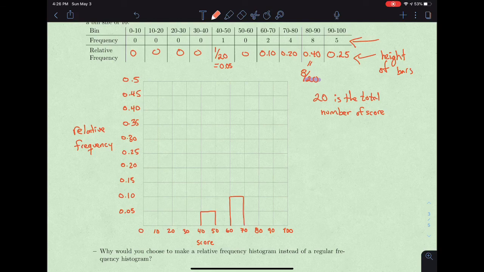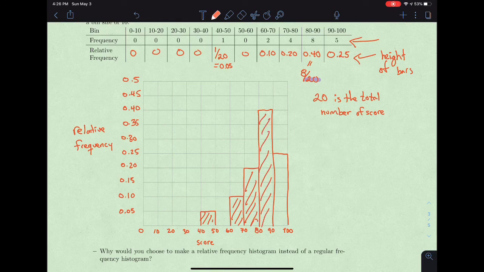The 50 to 60 bar has a 0 height. The 60 to 70 bar is a 0.10. The 70 to 80 bar is twice as tall as the 60 to 70 bar. And the 80 to 90 bar is twice as tall as that. The 90 to 100 bar raises to 0.25, which is 5 blocks tall on our scale. So there you have it. There's a relative frequency histogram.